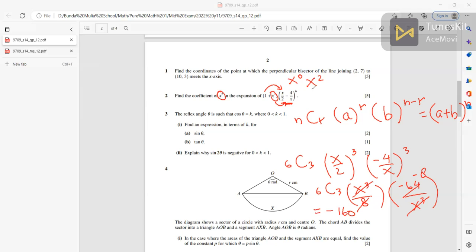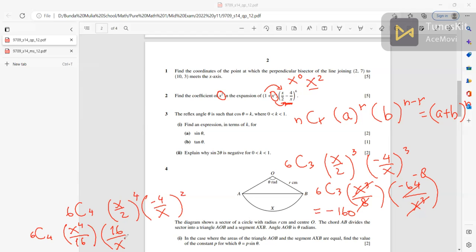And then we have to find the other one, x squared. So 6 combination, and then we have x over 2, then minus 4 over x. So if we see to get x squared, so I think this must be 4, this is 2. So the r must be 4. So 6 combination 4, this is x to the power of 4 over 16 times 16 over x squared. Okay, and then we can cancel this 16, 16, x squared and x to the power of 4. So we have 6 combination 4, 15x squared. So this is 15x squared.